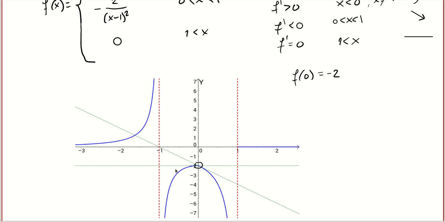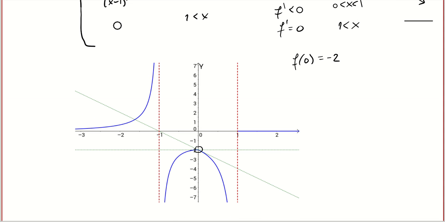And finally, in the last region, which means x larger than 1, the function is constant equal to 0. So this is the representation of this function.